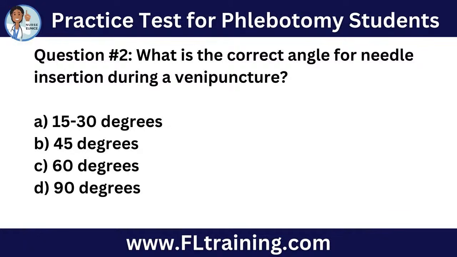Question number 2. What is the correct angle for needle insertion during venipuncture? Is it 15 to 30 degrees, 45 degrees, 60 degrees, or 90 degrees? What angle do you want to be inserting that needle?